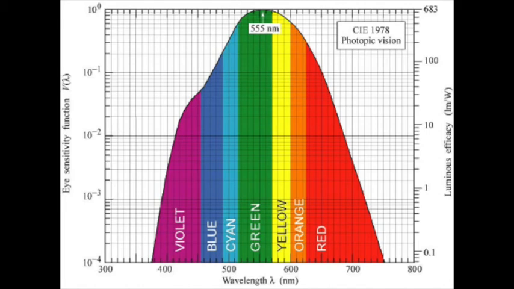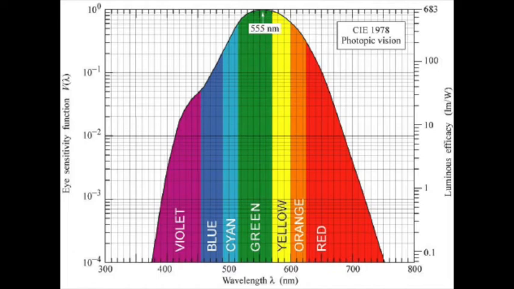And on the next diagram, you can see the eye sensitivity function, and usually we absorb more of green light, and we have trouble seeing violet and red.